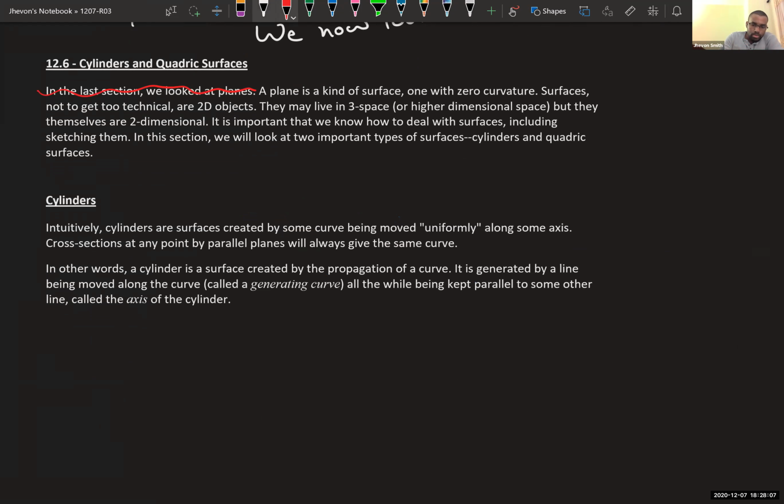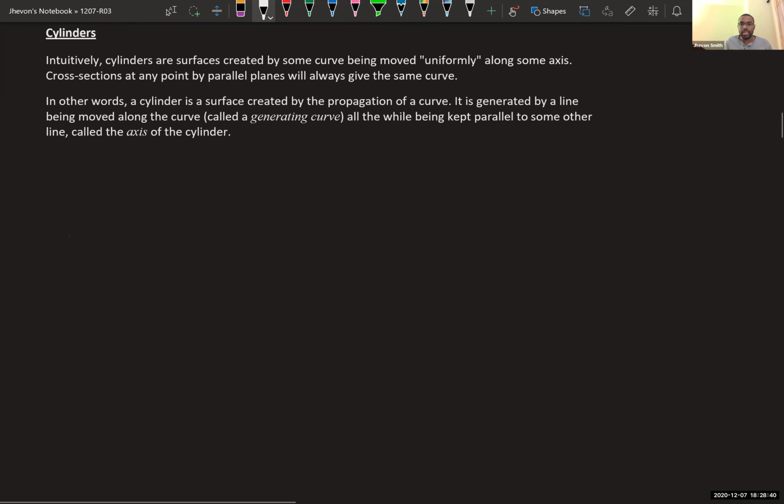Okay. So intuitively, a cylinder is created by taking some curve called a generating curve and propagating it uniformly along an axis. What does that mean? If you pass an infinite number of lines through that curve along its entire body and force all these lines to be parallel to some other line that we call the axis, those lines will form a surface, and this surface is called a cylinder. You don't really need to know the definition as technical as that, but I do want you to understand the idea. The idea is the following.